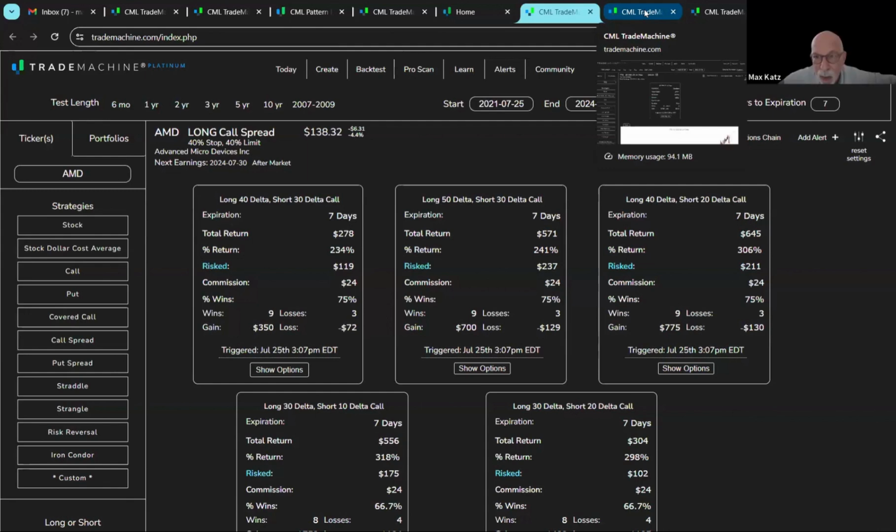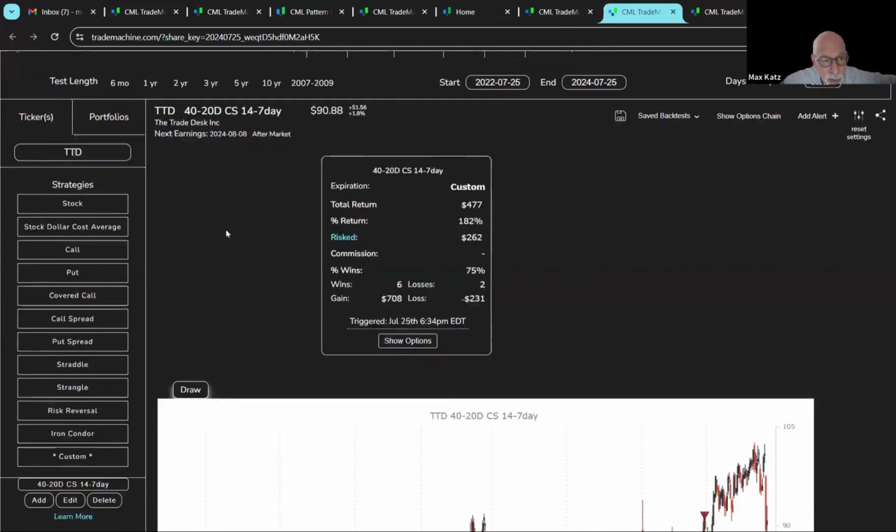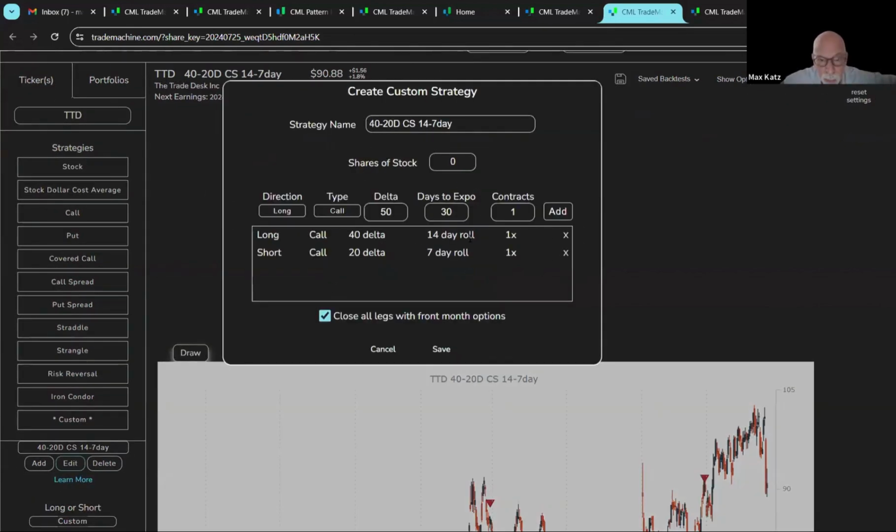The other thing I wanted to show, and I've talked about this before, is someone in community had a personal alert for TTD, and earnings are August 8th after market closes, and wanted to know what the community thought of this personal alert. And it is a long call diagonal, as we can see here. 14-day long, 40 delta, 7-day short, 20 delta. All right. It has good results.